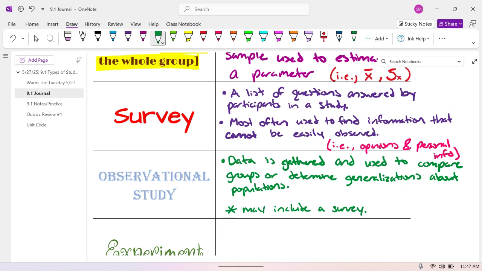All right. So that's the difference between an observational study and an experiment. You're not affecting it in any way. You're not interfering in any way. It's not like you're introducing something new. It's not like you're testing something. You're more so just observing it from an outside point of view.